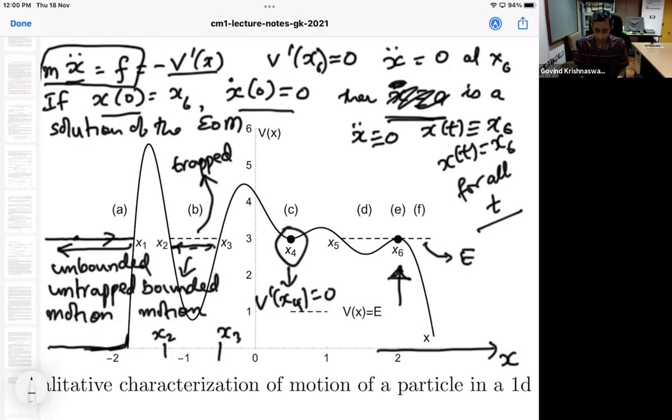On the other hand, the particle cannot be found at x equal to 0. It's not allowed, because at that point, given that the energy is 3, the potential exceeds 3. It's a little over 4, and therefore the particle simply cannot be present at the origin. So we say that is forbidden. In fact, this entire region between x3 and x4 is forbidden.